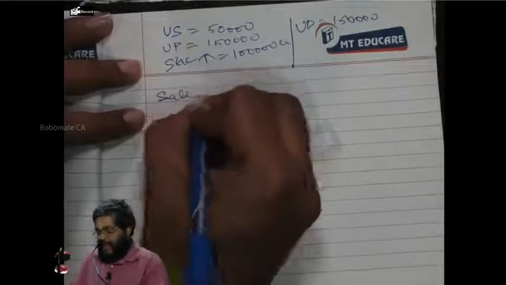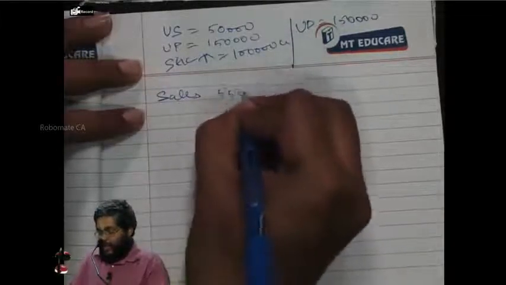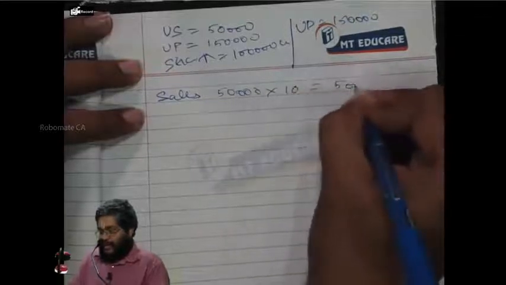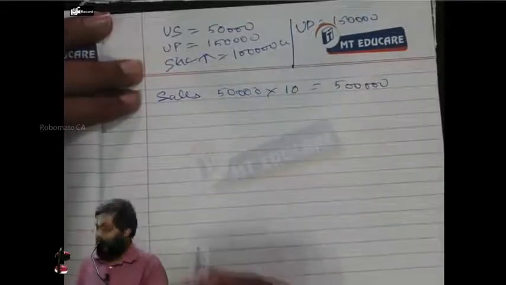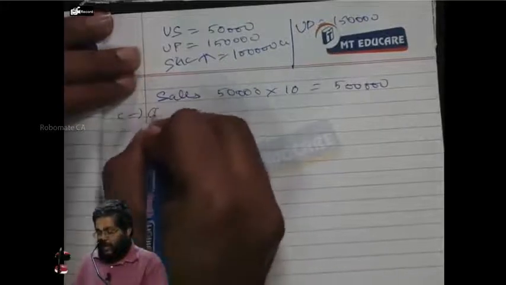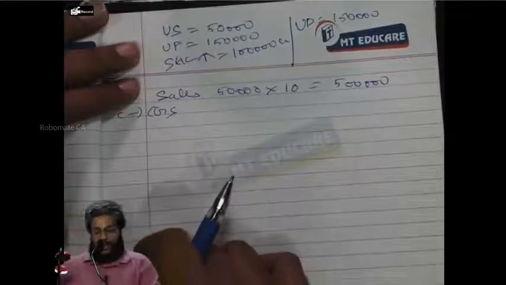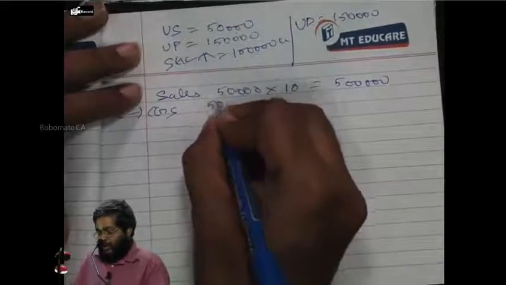Income statement. Sales. How many units sold? Into what, 10 rupees. What are the sales here? 5 lakhs. Yes or no? Minus what? Cost of goods sold. Absorption costing, minus what? Cost of goods sold. How many units sold? 50,000.